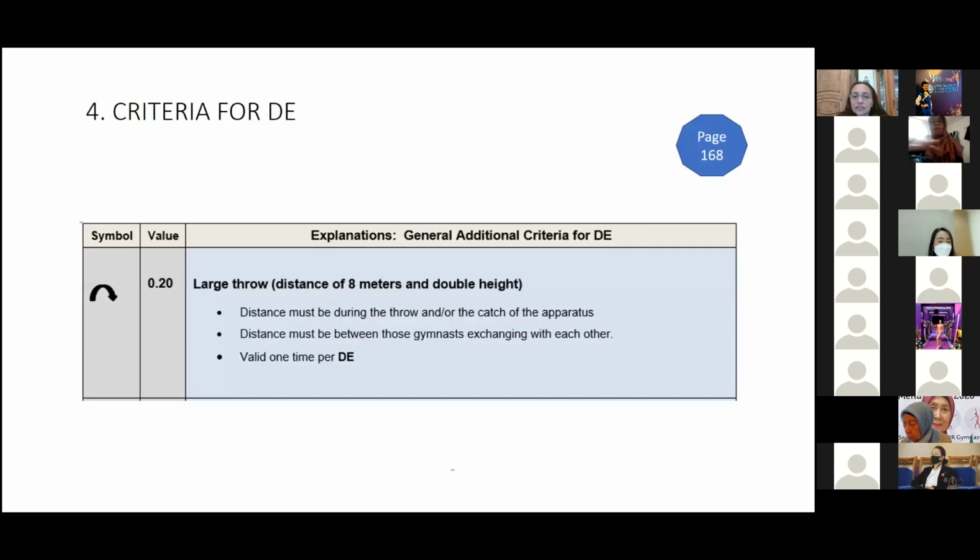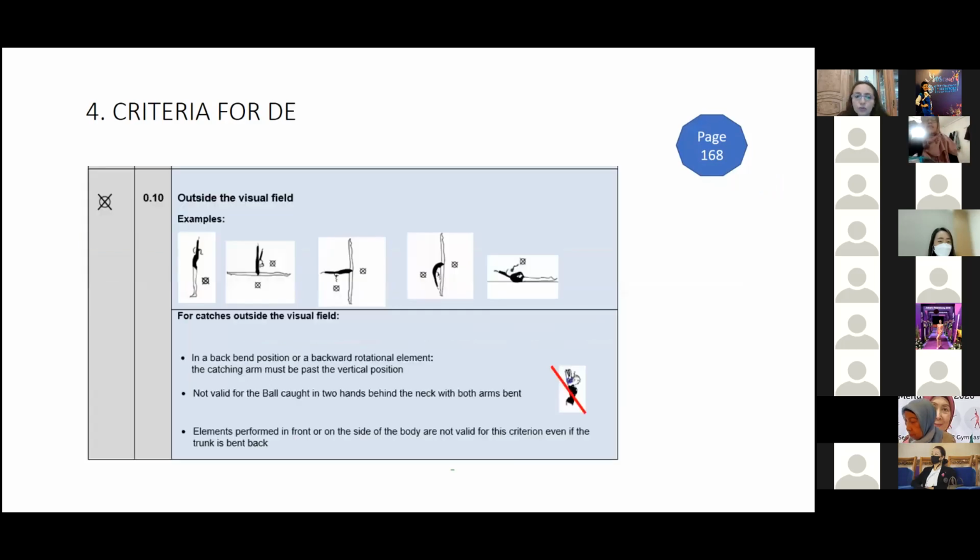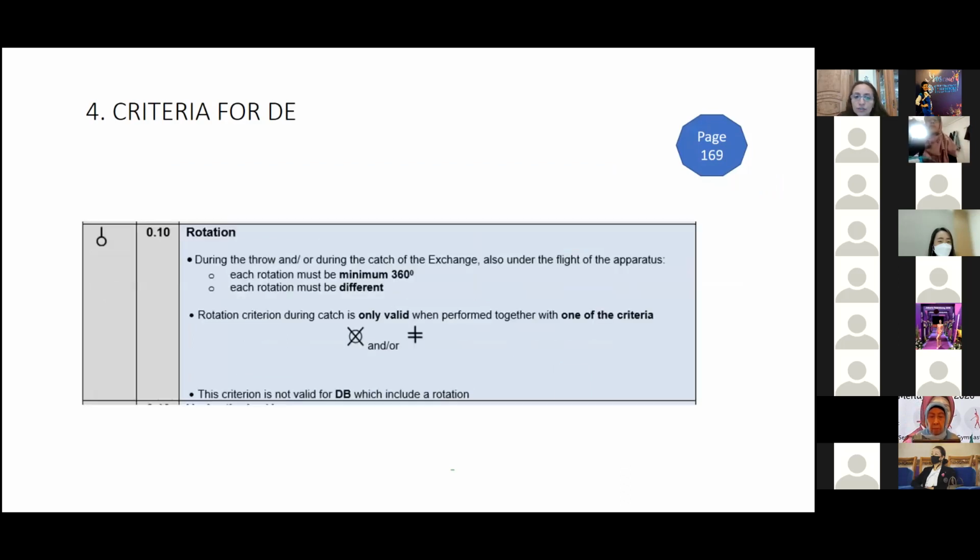So we have the criteria and explanations of these criteria. We have the large throw, because it includes height and distance. It's the only one with 0.2. We have the outside visual, which we explained yesterday. It's a 0.1. We have the rotation, minimum 360 degrees, remember, and each rotation must be different. Catch during rotation is only valid when performed with one of the criteria, outside visual and or without hands. It's different in groups. So it's a 0.1.